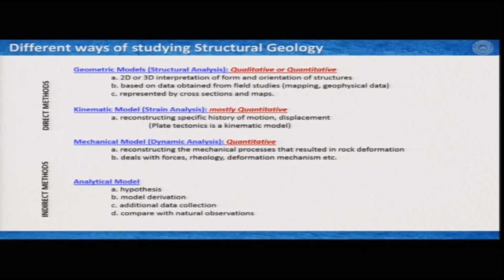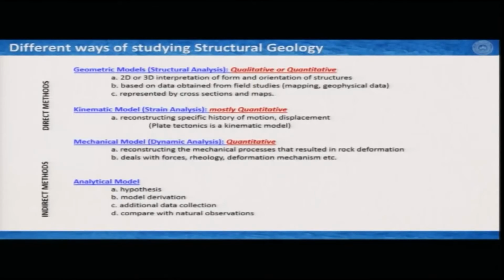It does not involve any other detailed scientific analysis. What it does is simply try to interpret from what we are observing its 2D or 3D representation, its orientation, how it is, in a more comprehensive way. We will look at some examples later, and these are mostly done using some data obtained from field studies or some experiments.